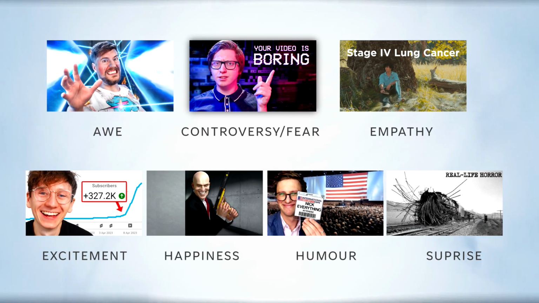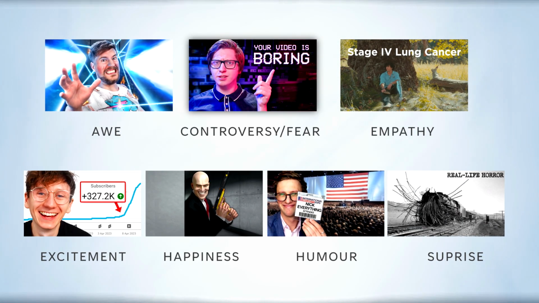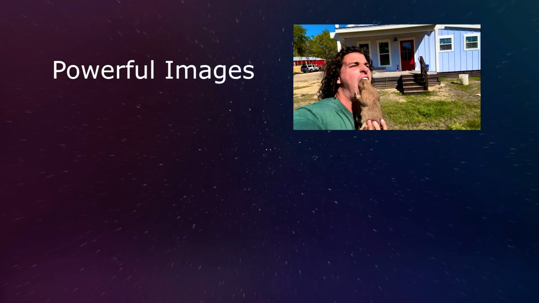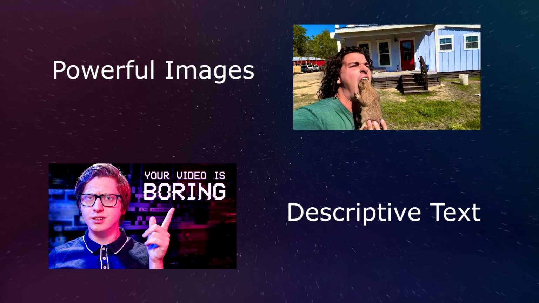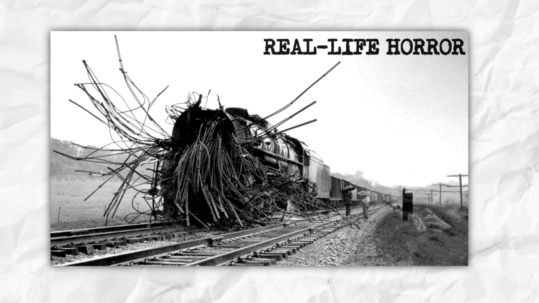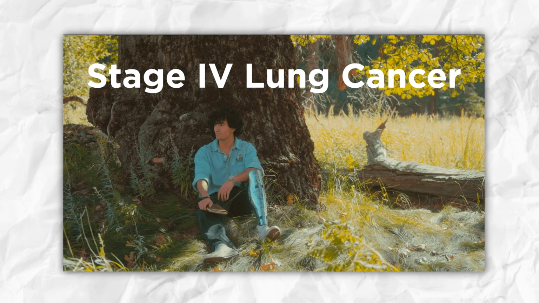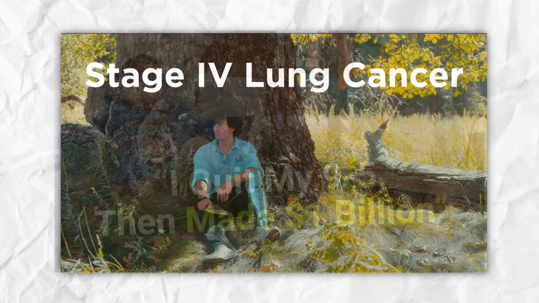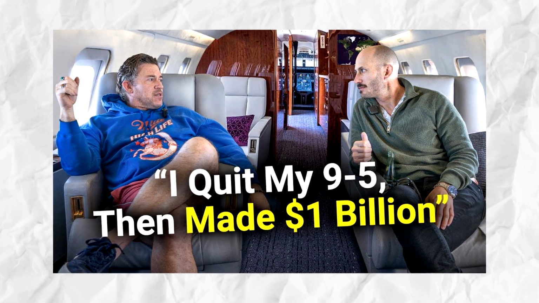Here are some common emotions that people try to target in their thumbnails. We can still create emotions in people without over-the-top expression. Typically, this is done through powerful images or descriptive text. In some people, this image would trigger surprise. A statement like this might make you feel empathy. Or a statement like this could trigger curiosity. How did he do it?